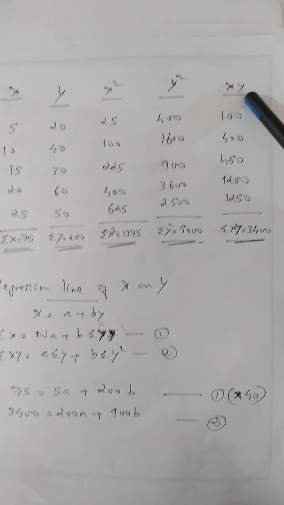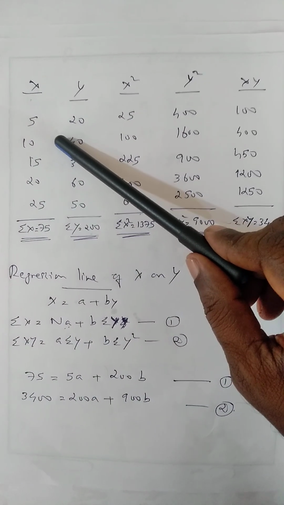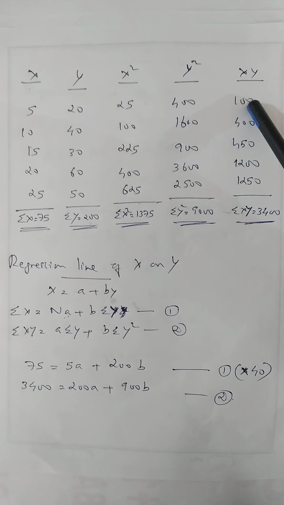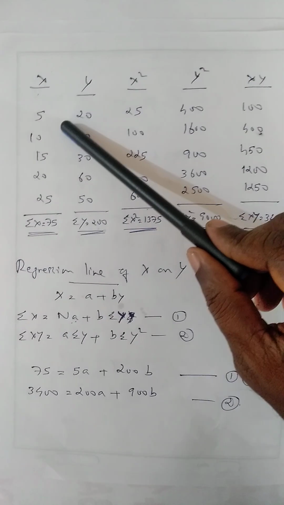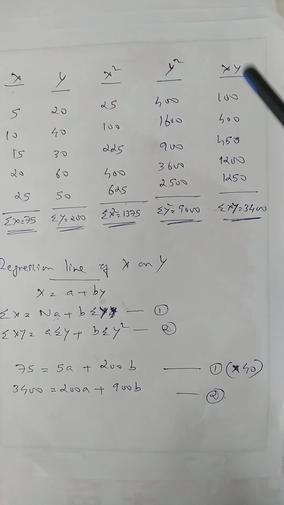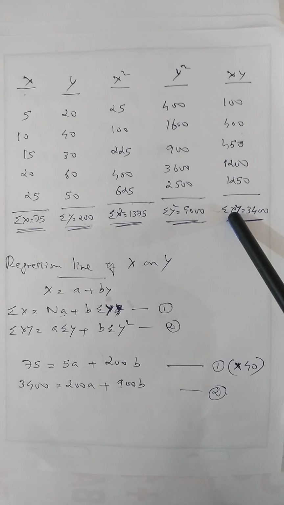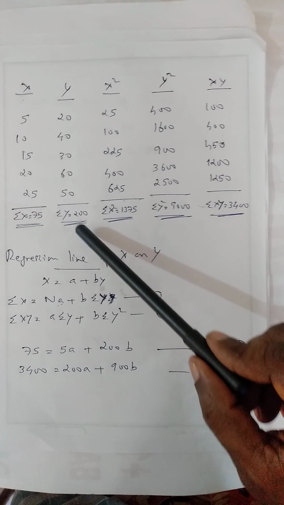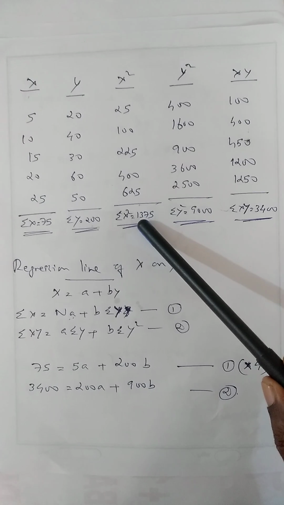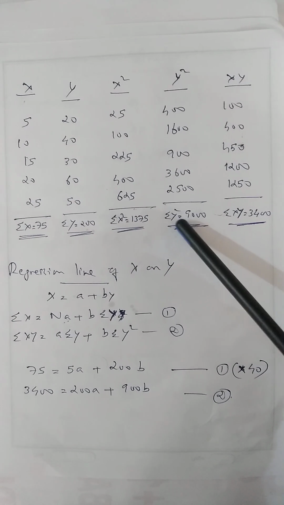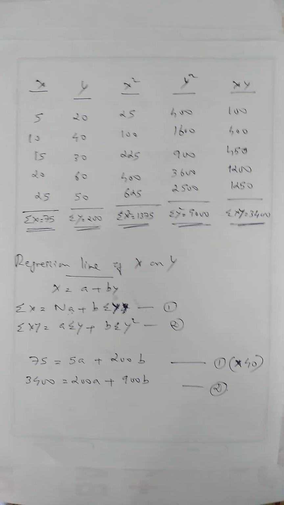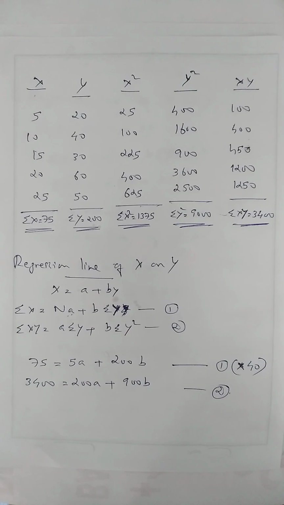Now, the xy column. Each x value and its corresponding y value are multiplied here. 5 into 20, 100. Then 10 into 40, 400. In this way, each x value and its corresponding y value is multiplied and shown here, which is the xy column. Ultimately, take the total of this column, which is sigma xy. Now we have got all the requirements of the formula: sigma x, sigma y, sigma x square, sigma y square, and sigma xy. Now we are going to prepare the regression lines or regression equations.